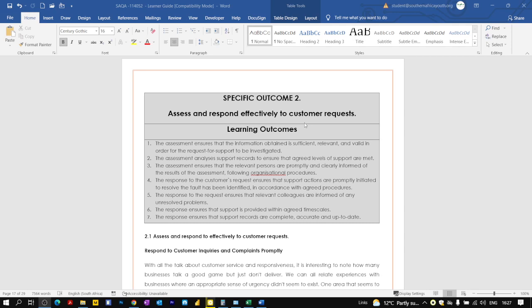Next thing that we need to realize is that in our assessment of all these things, the assessment should be able to analyze support records to ensure that agreed levels of support are met. So once we have agreed for the request for support to be investigated, we have realized that these are the things that need to be done. In that investigation, we need to analyze and go through all the support records and understand what was agreed in the first place that we should be able to do for this client.